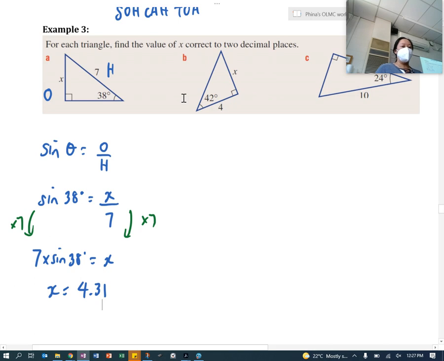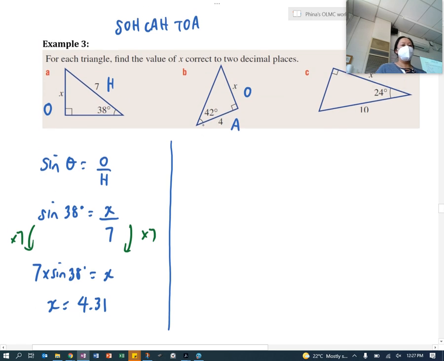All right, so the second one, same deal. Need to label all my sides. So we've got 42 degrees. What's my x going to be? Opposite. Good. For? Adjacent. Great. So which ratio? TOA. Good. So tan theta is equal to opposite over adjacent.